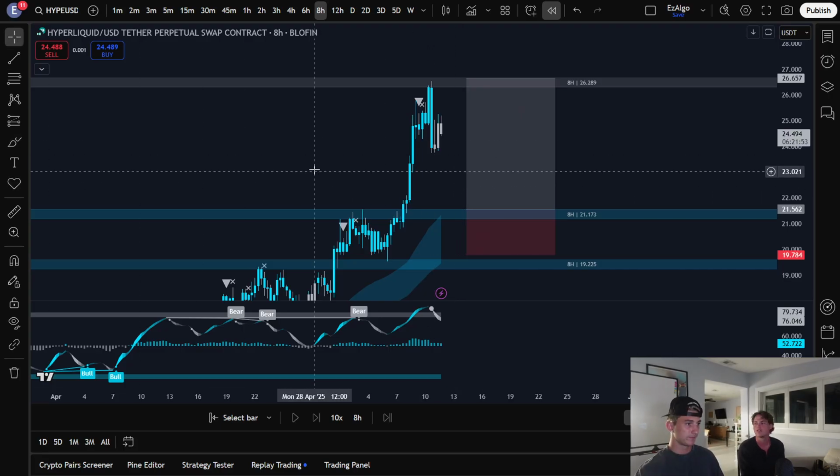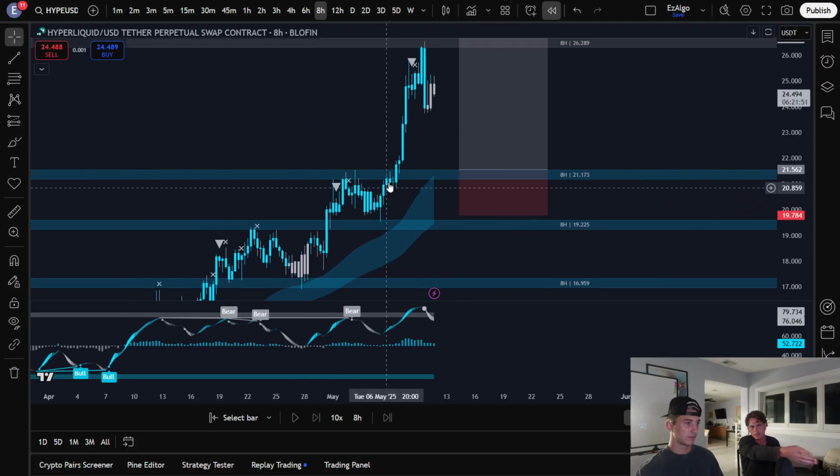And then from there, you're looking for a retrace back to your key level, with the golden pocket fib overlapping. And then you take that trade.